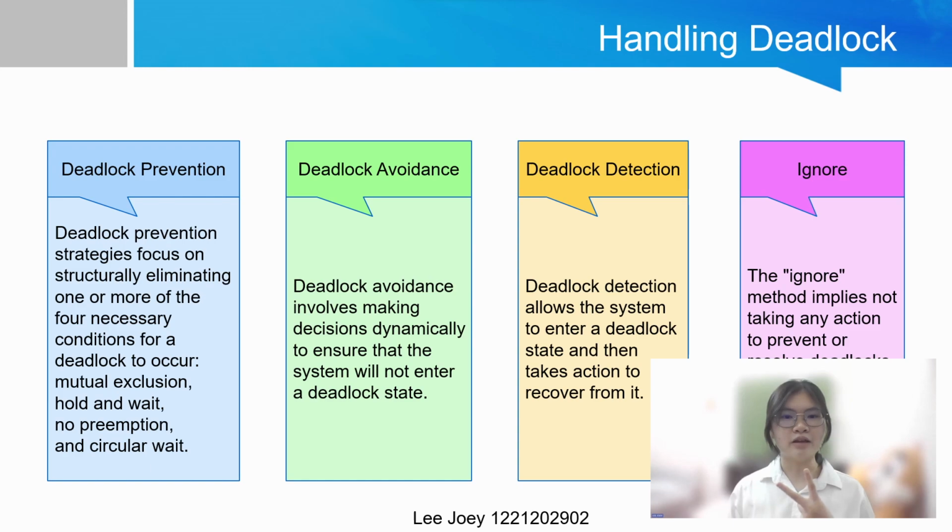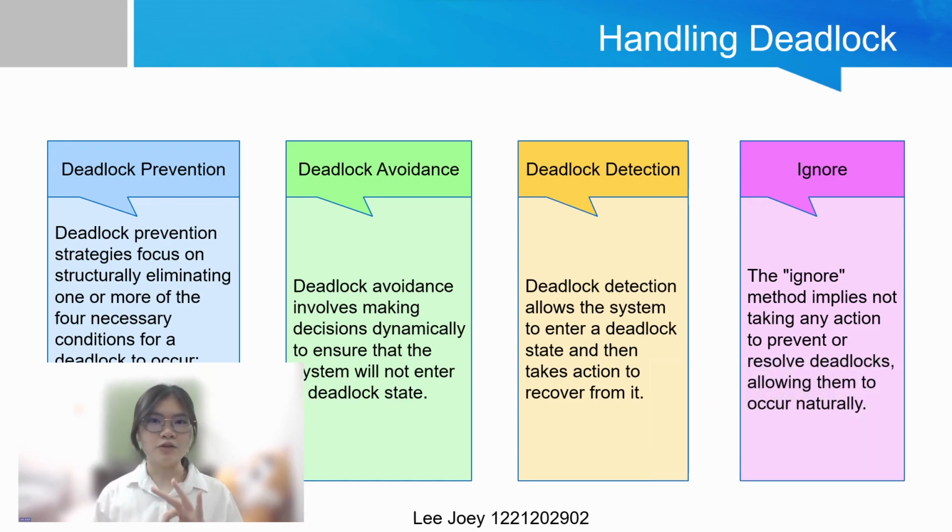The second method is deadlock avoidance. Deadlock avoidance involves making decisions dynamically to ensure that the system will not enter a deadlock state. It can be based on a technique like the use of a resource allocation graph or state transition model to determine if a resource request would lead to a safe state or a potential deadlock.